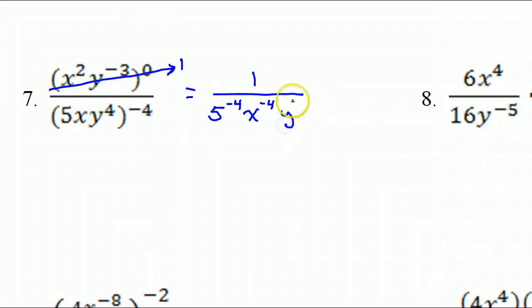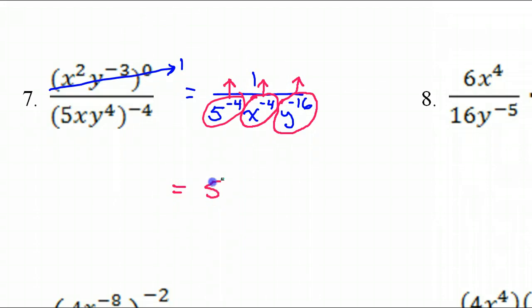So I've got y to the negative 16 power. Now, anything with a negative exponent is going to get moved to the other side of the fraction. So guess what? All 3 of these have a negative exponent. So this is going to move up, and this is going to move up, and this is also going to move up. So if you do that, you're going to have 5 to the 4th power, and x to the 4th power, and y to the 16th power.